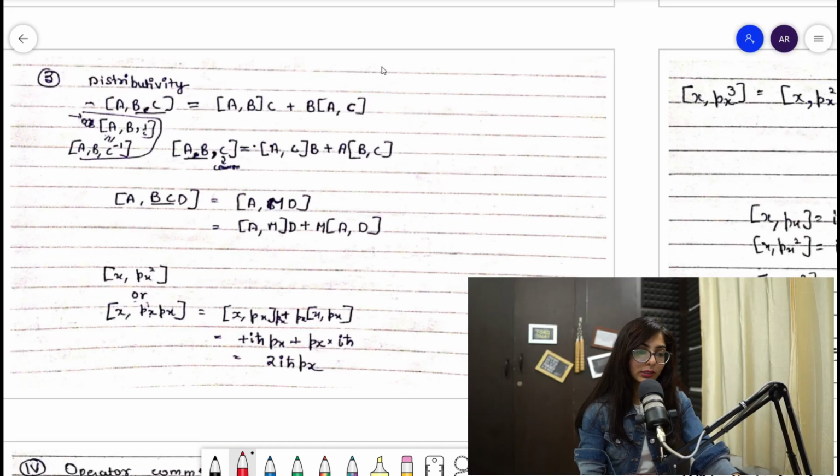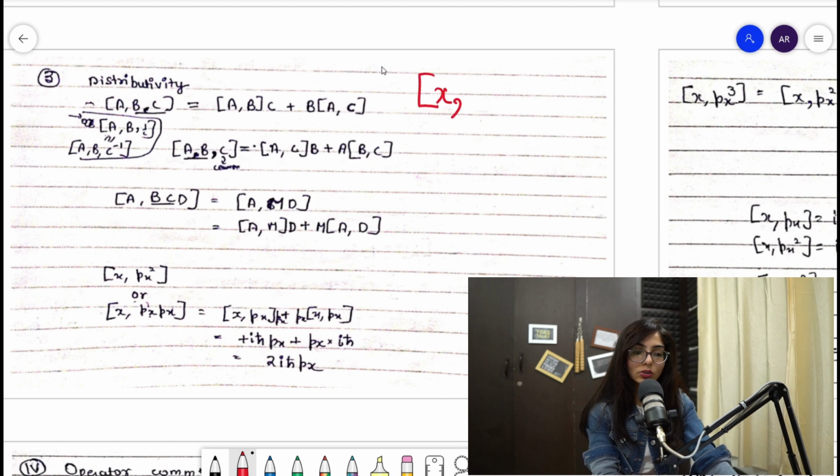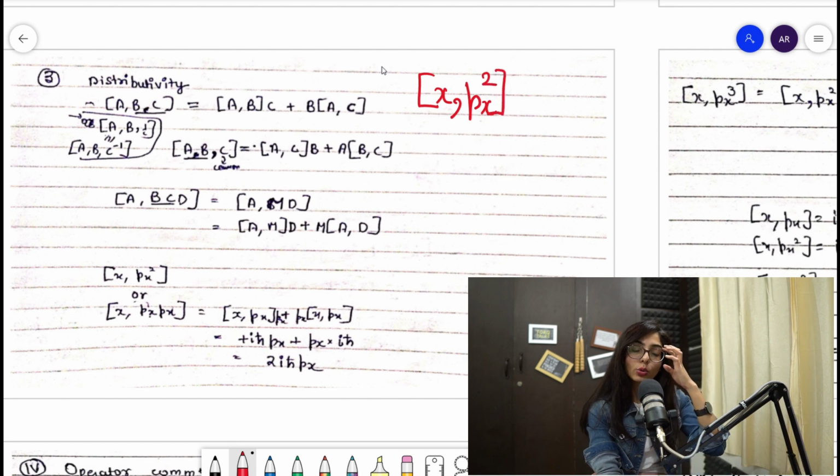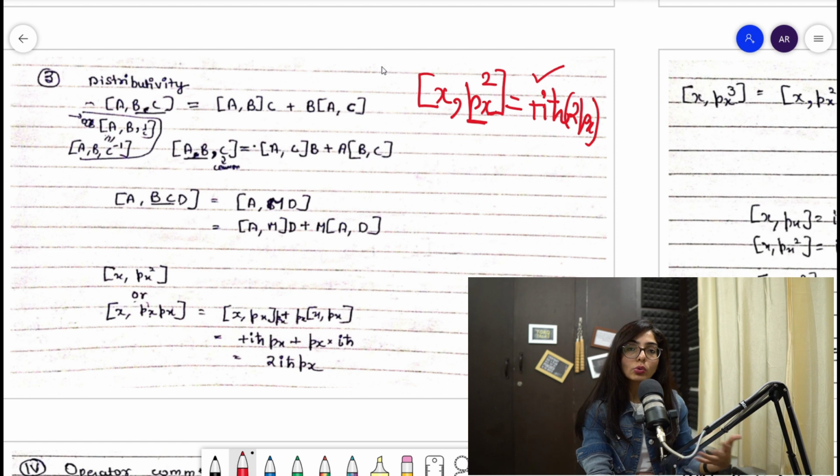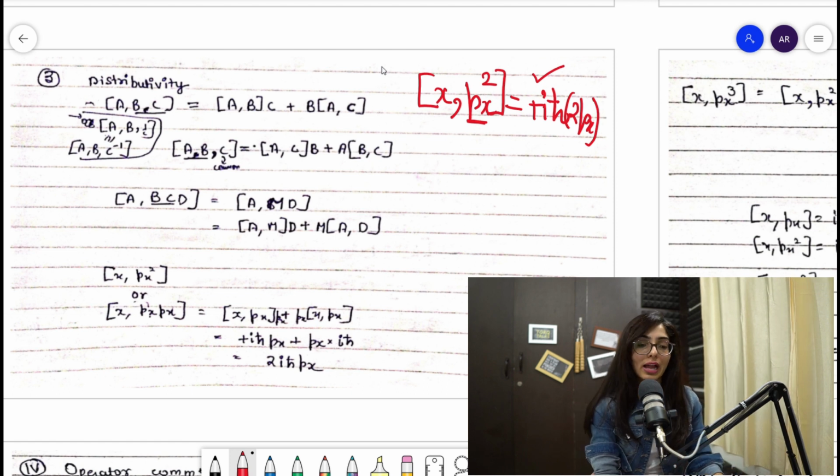Let's move to another property, that is distributivity. Suppose these type of things come in front of you: [x, px squared]. I told you the trick for how to solve that: px is the later one, so you will write plus i h squared, and whatever operator has the power will be differentiated. So px has the power, so that will be differentiated. I wrote that. But what is the actual solution? That was the trick.